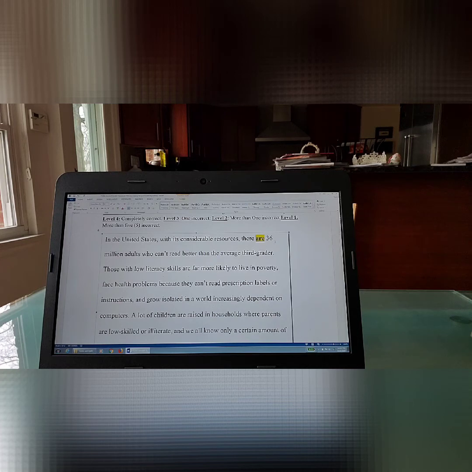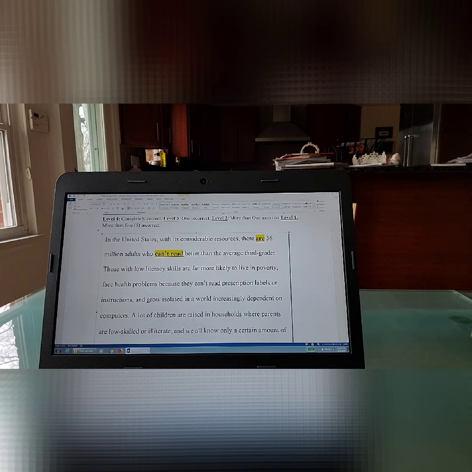Let's keep reading. So 36 million adults who can't read. So again, we're going to highlight can't read. And hopefully you guys can see this. My tech at home is not the greatest tech in the world. Okay, so who can't read, right? So can't read is the next verb in the sentence. And again, can't read is an action verb, right? So that you know that there's something that's being done.